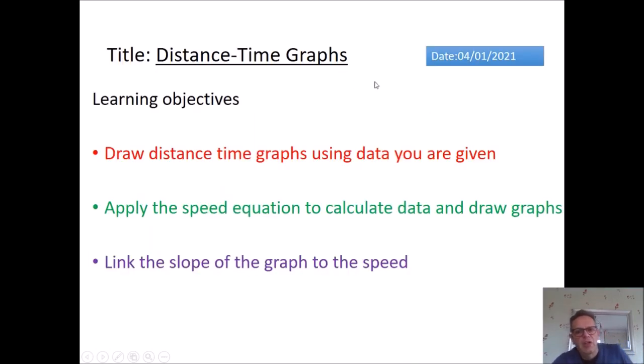Okay, so the lesson is the fifth, and it's on distance time graphs. We're going to look at how to draw distance time graphs, and we're going to try and use the same equation for speed that we've done to try to work things out from the graph and talk about the slope of the graph and the speed.